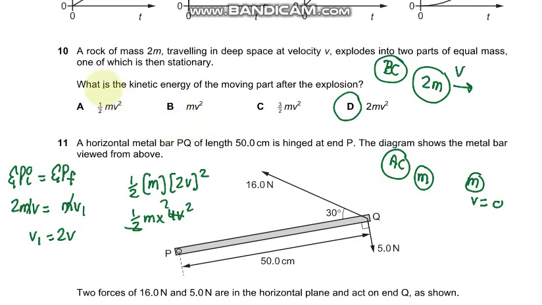In question number 10 it says that a rock of mass 2m is traveling with velocity v. It is split up into two equal parts. One of them is stationary.